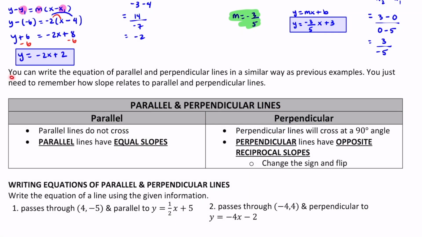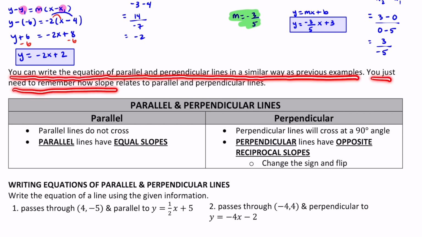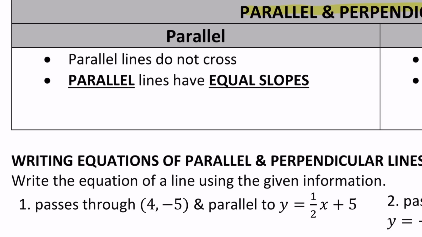Next, you can write the equation of parallel and perpendicular lines in a similar way as previous examples. You just need to remember how slope relates to parallel and perpendicular lines. Parallel lines do not cross, and parallel lines have equal slopes. For instance, if I have two lines that are parallel to each other, they look something like this. They, again, do not cross, and they both have the same slopes.